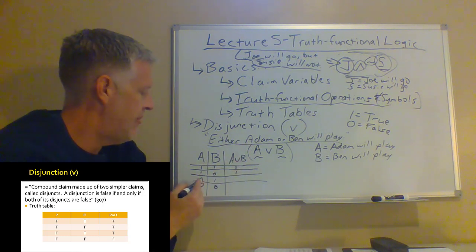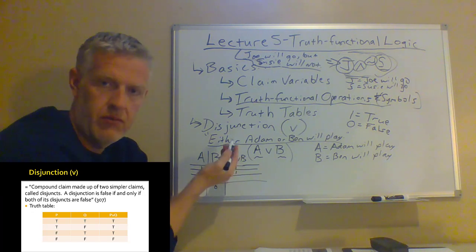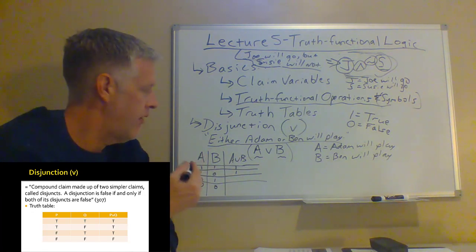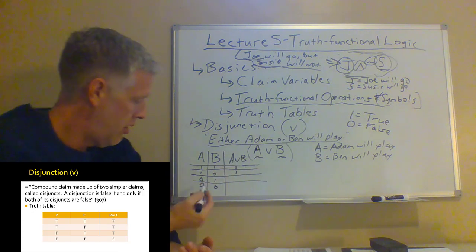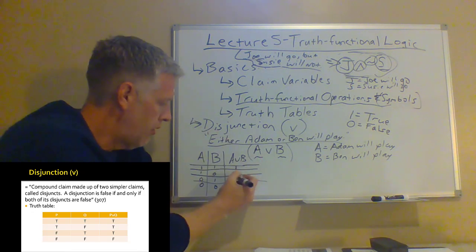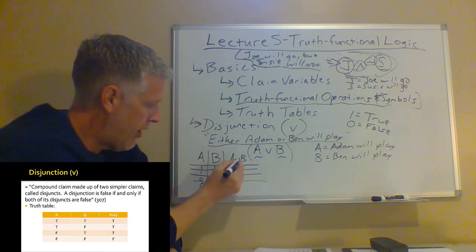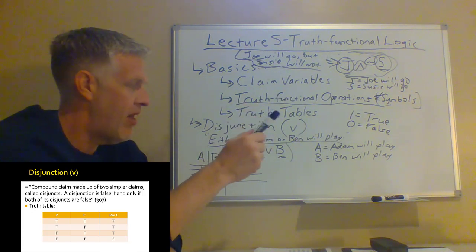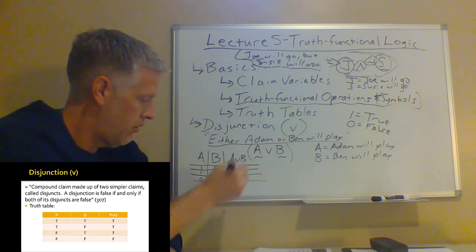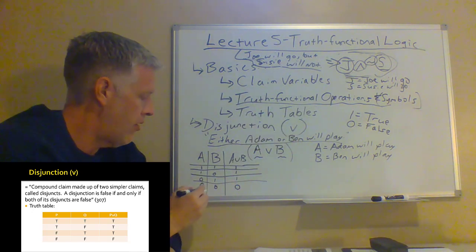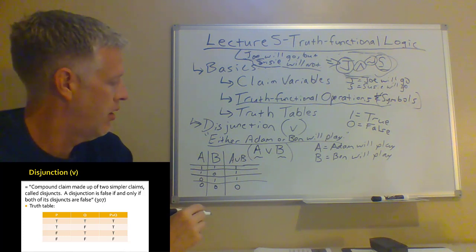Okay, what about when Adam doesn't play but Ben does? Well, just think about it intuitively, right? They tell us either Adam or Ben will play, Ben plays. What they said was true. What about when neither Adam nor Ben play? Then and only then can we say, hey, you said either Adam or Ben will play. That was false. Because what you promised did not happen. Neither one of them ended up playing.